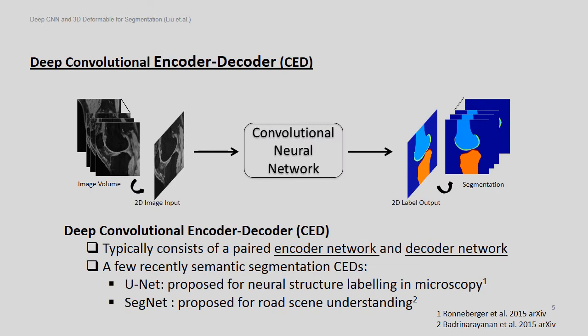The key for the segmentation pipeline is the deep convolutional encoder-decoder network, which turns slice-by-slice images into pixel-wise tissue labels. Differing from other typical segmentation networks, the CED network features a paired encoder network and corresponding decoder network. There are a few recently proposed semantic segmentation CED networks with high segmentation efficiency and accuracy evaluated in a variety of computer vision applications, for example, the UNet and the SegNet. The following work is primarily built upon the SegNet and its variants.